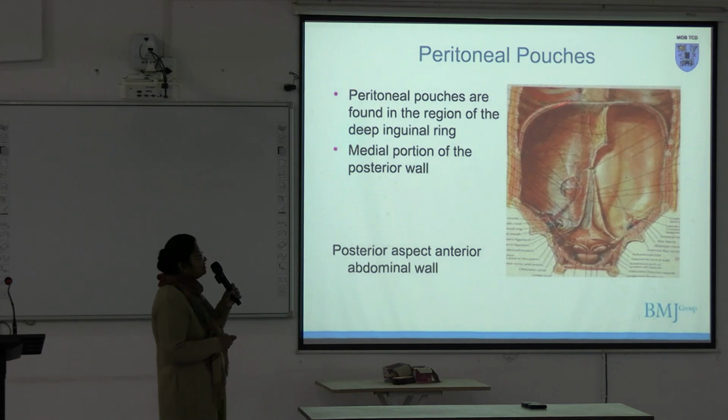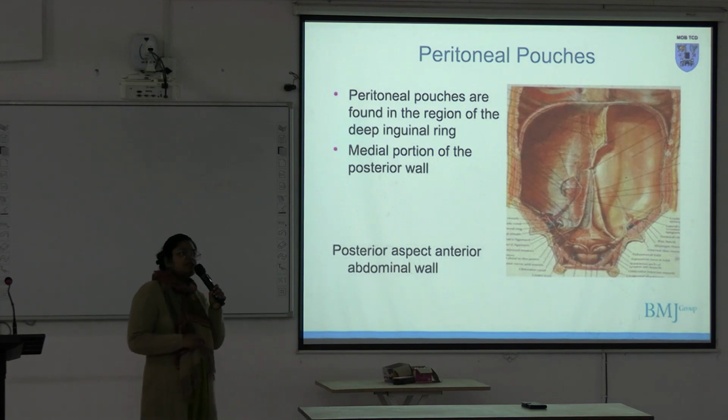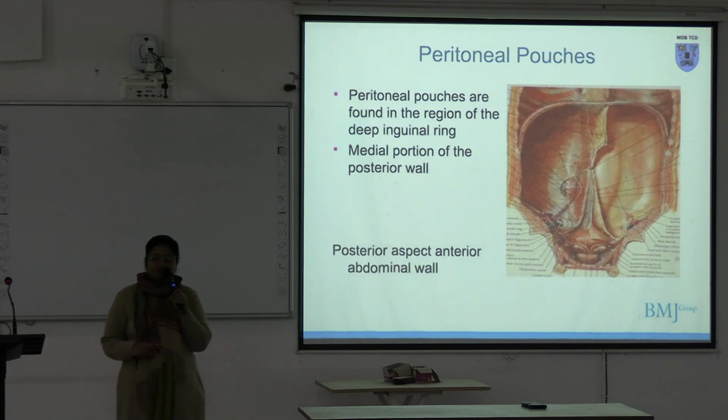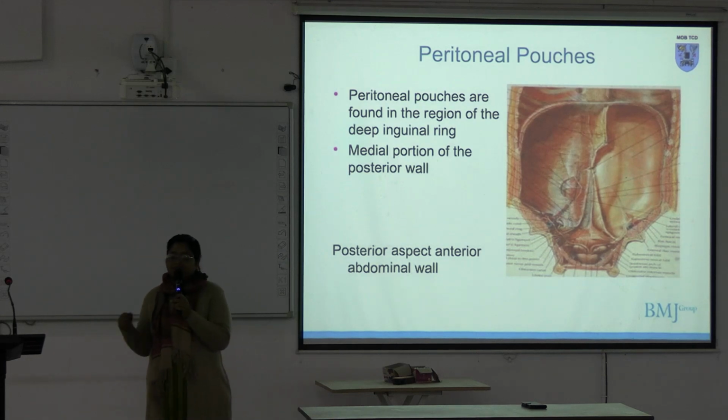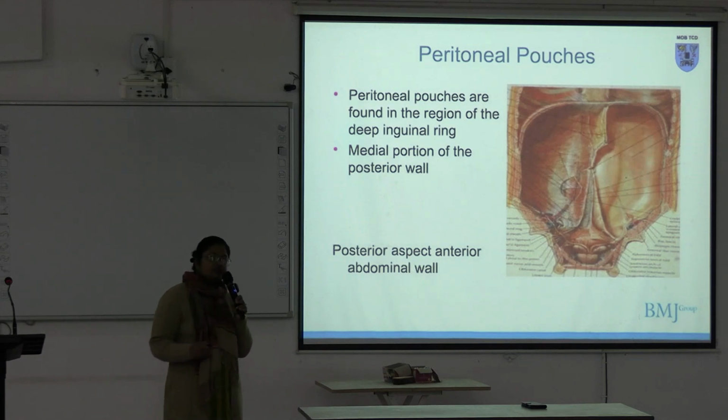There are some pouches in the peritoneal cavity. Peritoneal pouches are found in the region of the deep inguinal ring, the medial portion of the posterior wall, and the posterior aspect of the anterior abdominal wall. Peritoneum will be discussed separately in your lecture, and you will also be shown it in your dissection.